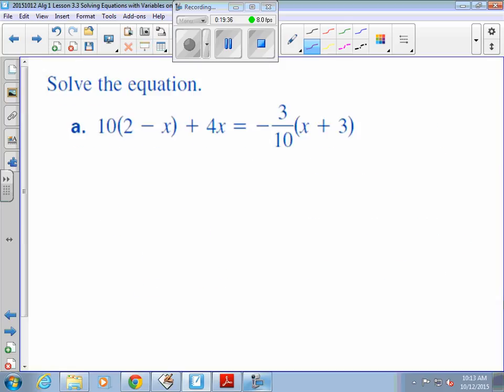So on the back, one more. How tough is this problem? Don't freak out when you see a fraction. Very simple, in fact. 10 times 2 minus x plus 4x is equal to negative 3 over 10 times x plus 3. Take about a minute on this one, even though it isn't exceptionally hard.